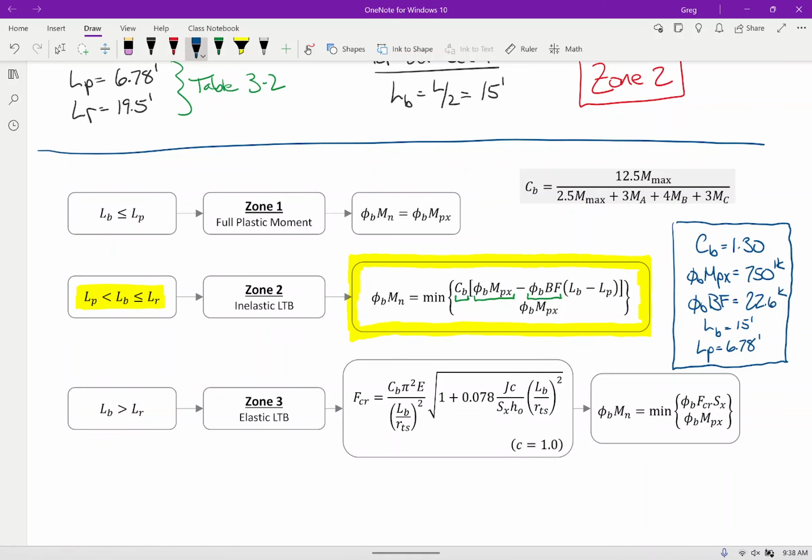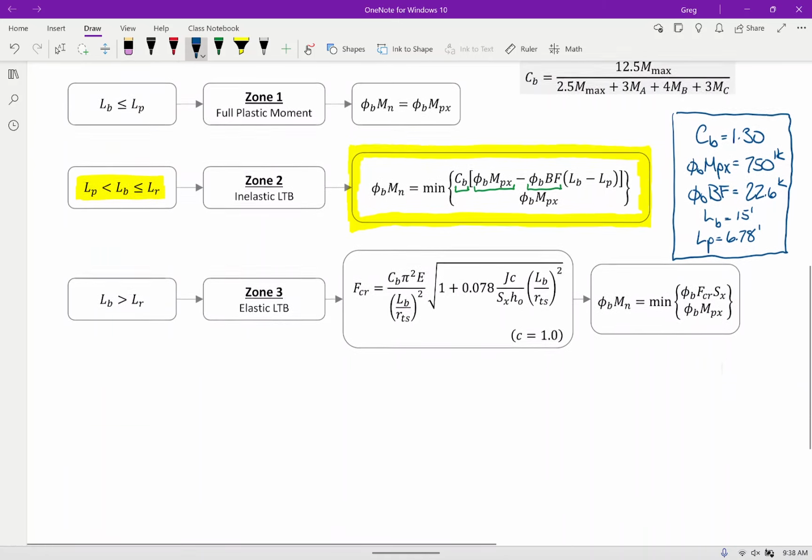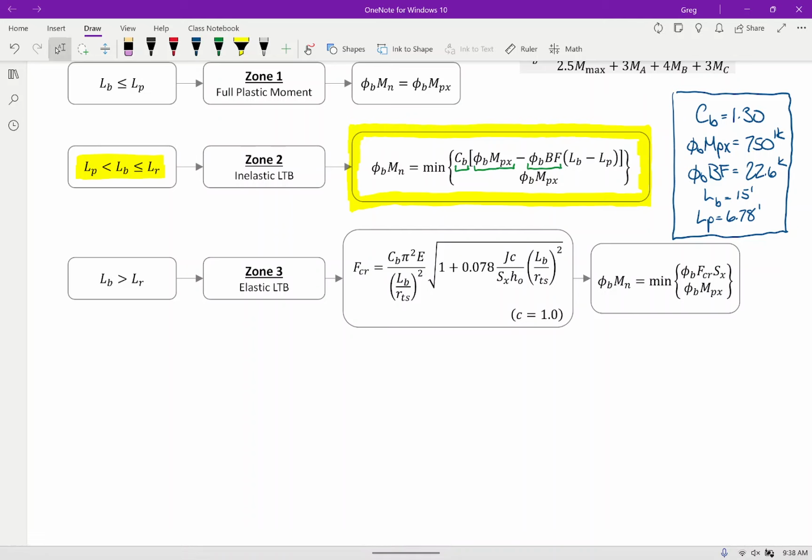The way I like to do this, at least in class, is to first compute all this hullabaloo on the top row. This is CB times Phi Mp minus Phi BF times LB minus LP. Why is that term negative? The slope of the graph is negative. There you go, because it's going down. Let's make sure everybody's awake.